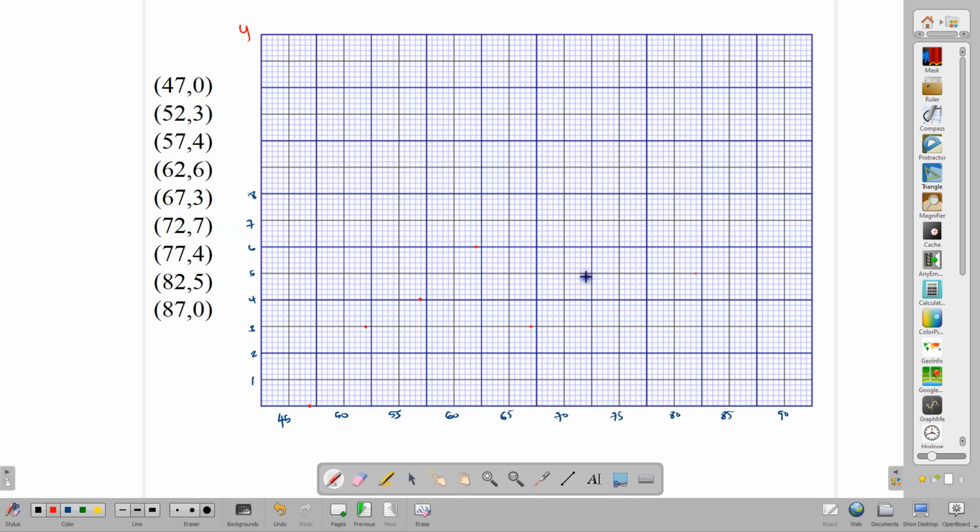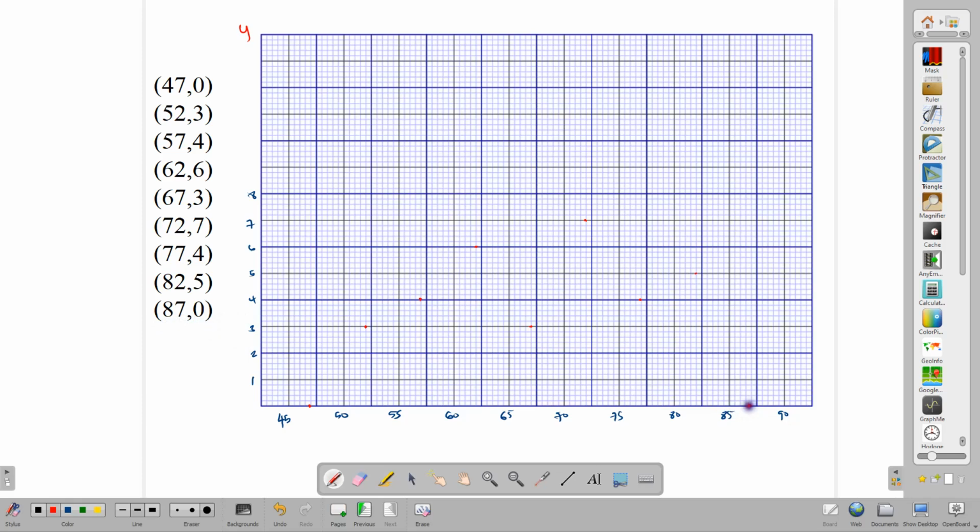72 goes up to 7, and that's where that one is. And 77 goes up to 4, that's the coordinate for that one. 82 goes to 5, so that one is already marked. And the last one, 87 to 0, so this is 85, so that's 87 to 0 right there.